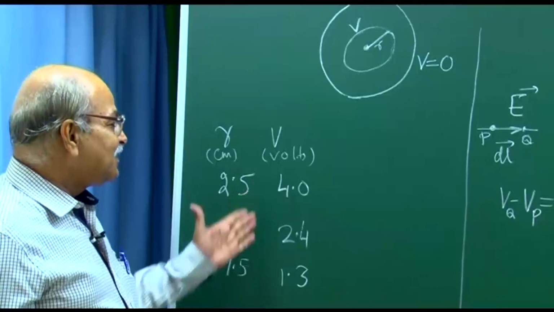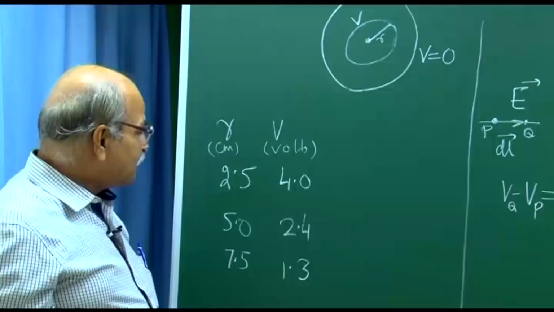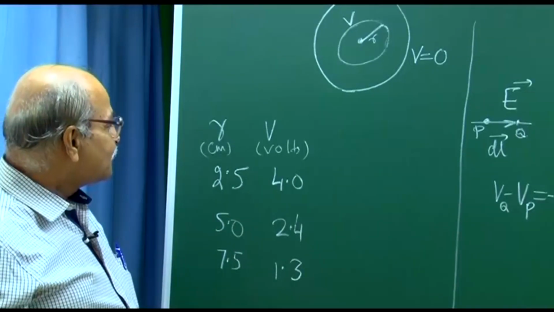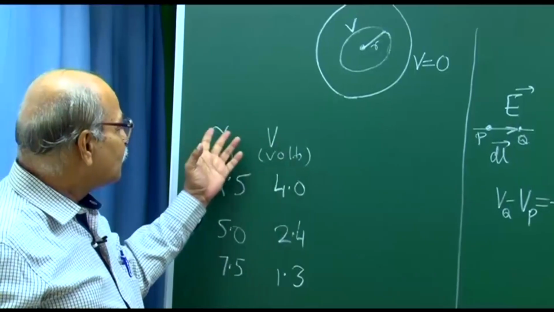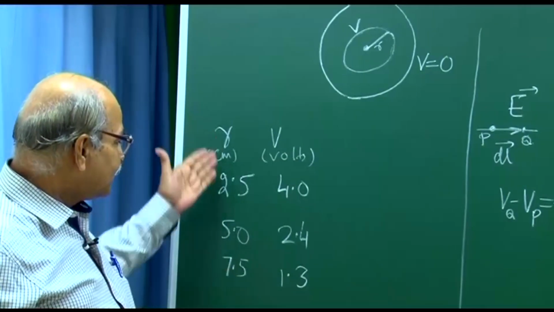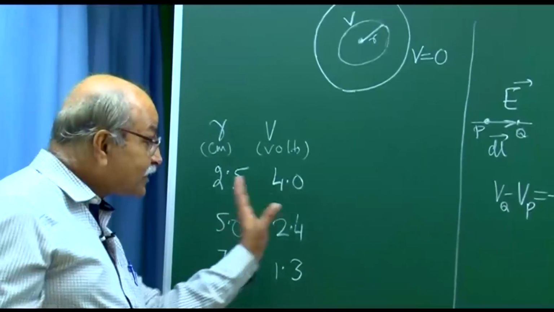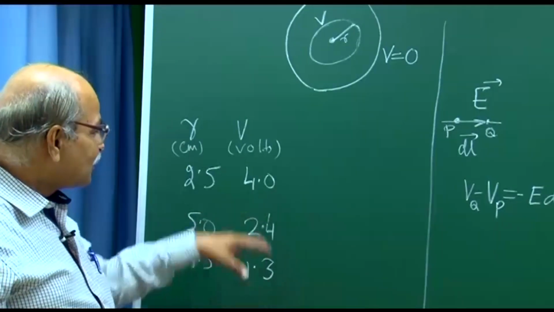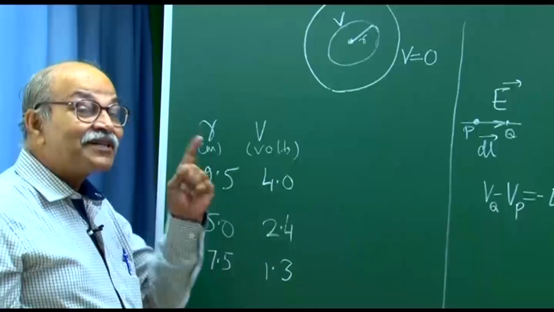You have just 3 points here. Of course, one can measure at many more points, but with these 3 points, can you guess what is the functional dependence of this potential on this R? As R increases, this potential decreases, that is fine. But what kind of dependence is this? Whether it is 1 by R type or 1 by R square type or some other functional form between this V and R, try to guess.